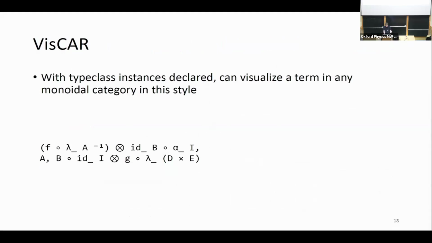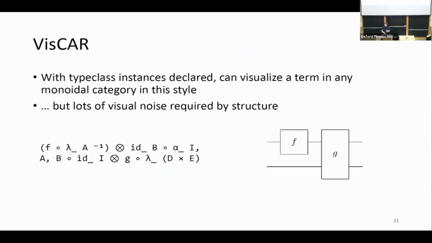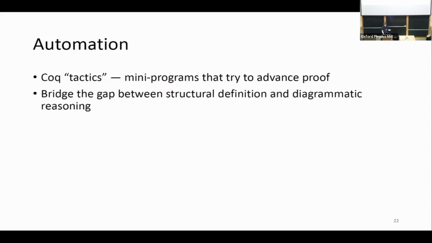And you can do this for any term you want, but there is a lot of visual noise. There's a lot happening here in what ultimately isn't a very complicated morphism, especially at the fundamental level if you can ignore the associators and unitors there. We want to be thinking about this as this string diagram. So to bridge that gap, we have some automation. These are tactics that you call that are mini programs that will do their best to try and apply some reasoning to help your proof along.